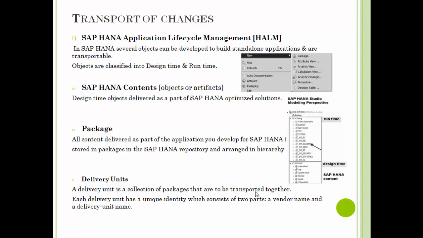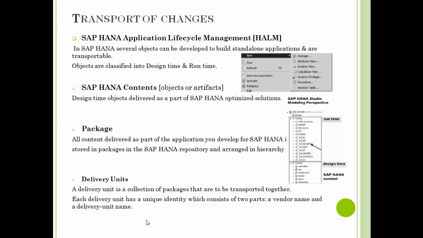And to create managed delivery units, we must first maintain the identity of the vendor. Since each delivery unit has a unique identity which consists of two parts, a vendor name and a delivery unit name. So to define this name, firstly we need to define a vendor name, which is a parameter value in SAP HANA. So this vendor would define with whom the delivery units are associated and in whose namespace the packages that make up the delivery unit are stored.